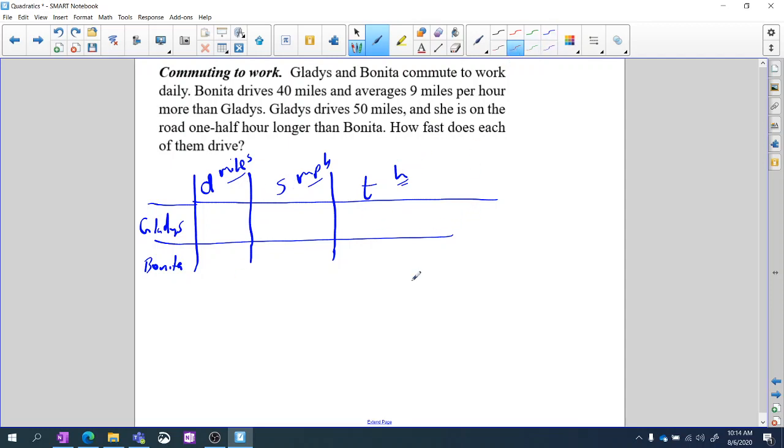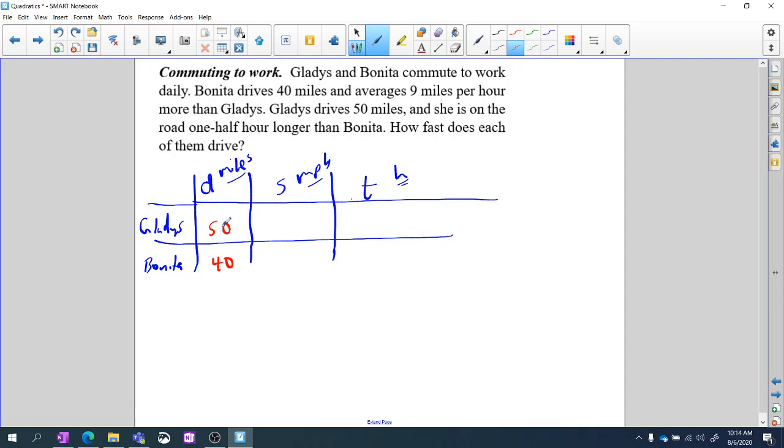All right. One of these columns will always be able to be filled in with numerical values. They're given in the question. You're just going to read and search and find them. Bonita drives 40 miles and averages 9 miles per hour more than Gladys. Gladys drives 50 miles. There's 2 numbers that I know for sure. Bonita travels 40 miles and Gladys drives 50 miles.